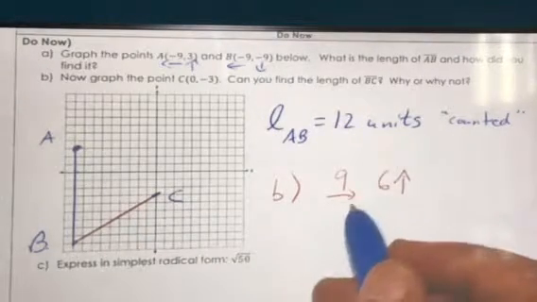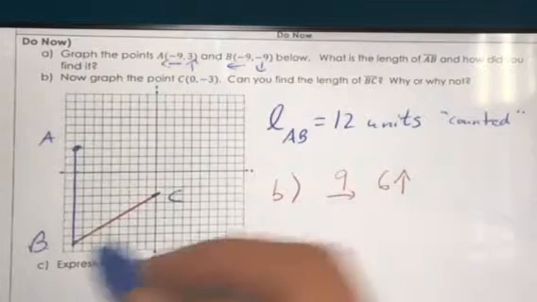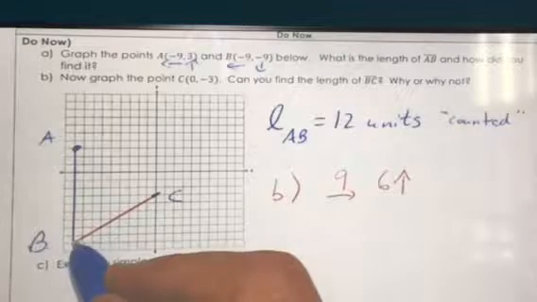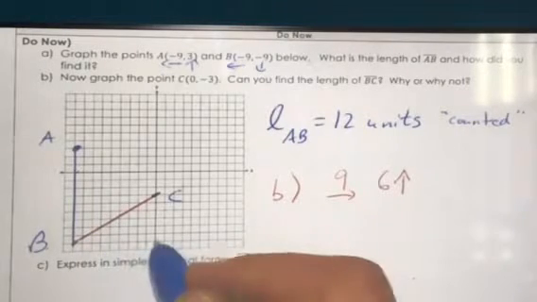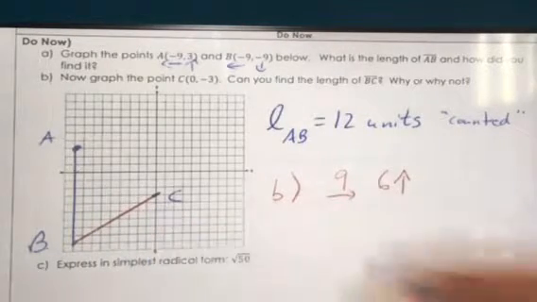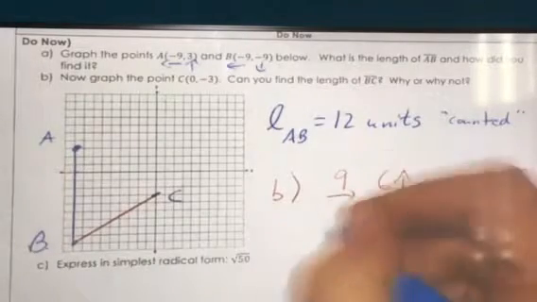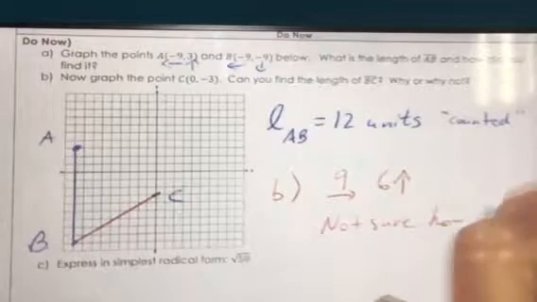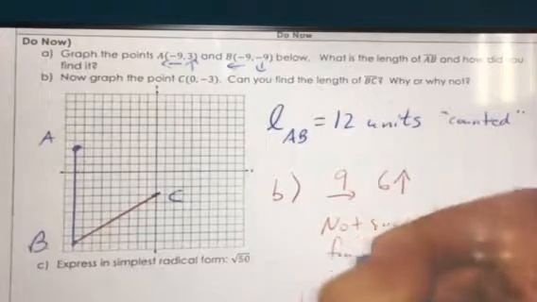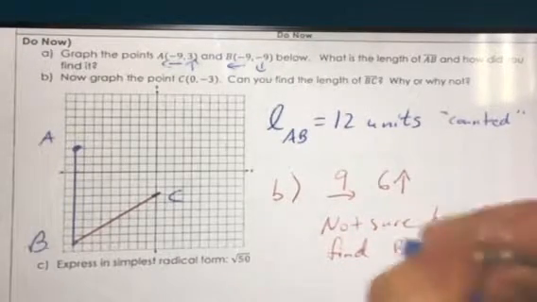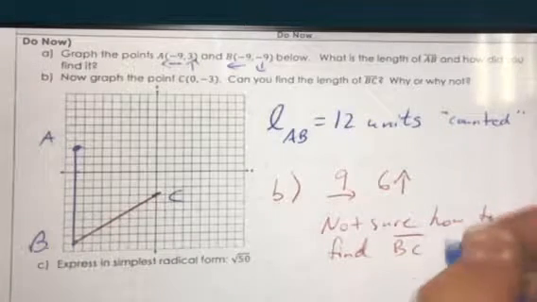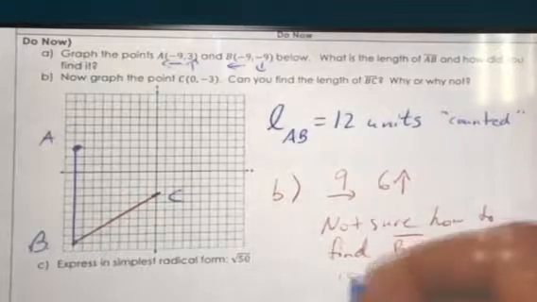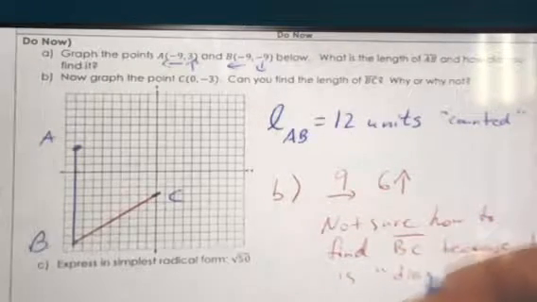But that doesn't tell us how many units it is straight from B to C. That says if we go this way, we go 9 units right and 6 units up. So we would say, not sure how to find BC because it is diagonal, or something like that.